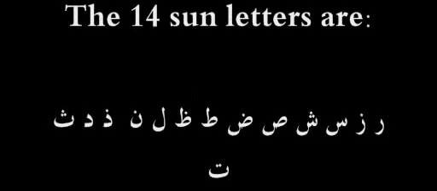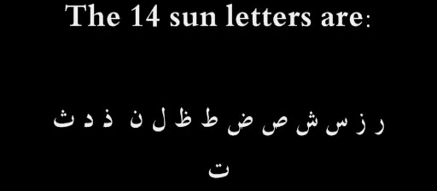Now, the Arabic word for the is al, and the way you write al is an alif with a fatha on top of it and a lam with a sukoon. There are 14 letters in Arabic referred to as the sun letters, and they are as follows: ra, za, sin, shin, صاد, ضاد, طا, ظا, لام, نون, ذال, دال, ثا, and ta.